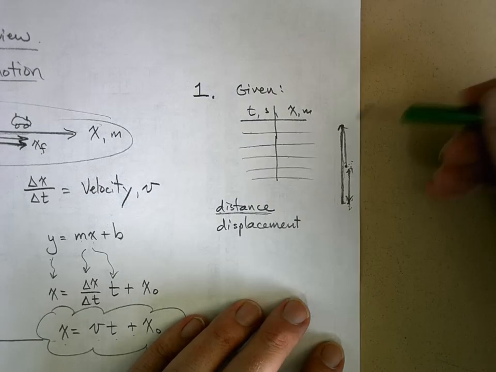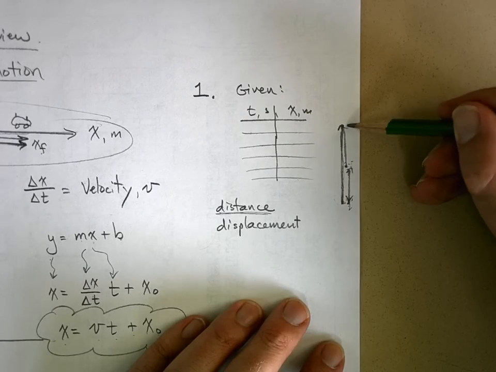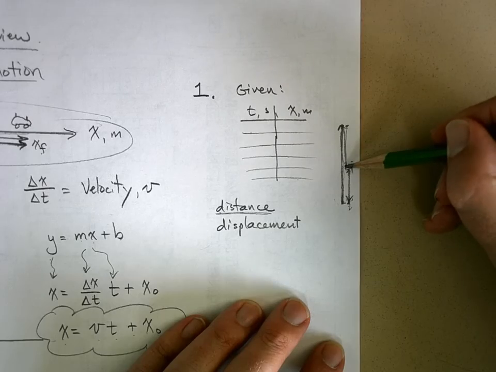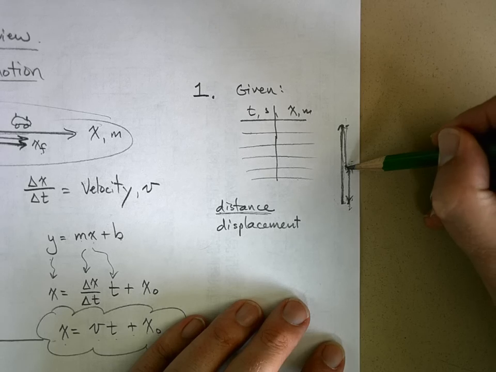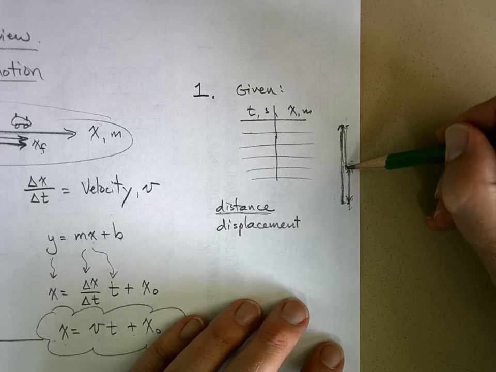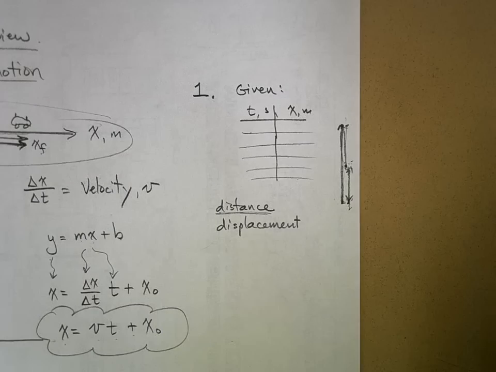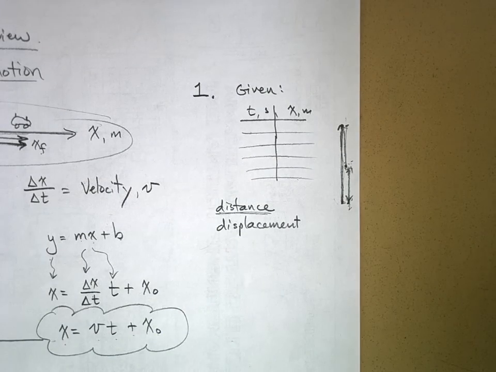What about from here to here? You started here and you went here. You say, oh, the distance is 5 meters. But what's the displacement if you went from here to here? It'd be negative 5 meters. So distances can never be negative, but displacements can be.